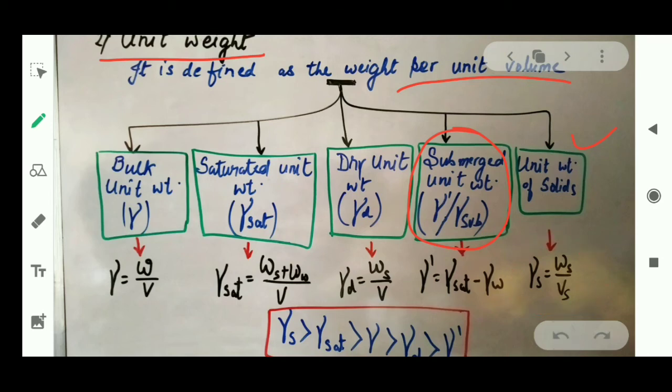After that, here I have written gamma S, unit weight of solid, is greater than unit weight gamma saturated. It is a condition where, what is the maximum unit weight? So gamma S, right? And the lowest unit weight we can get from here is gamma dash. Gamma submerged is the lowest unit weight as compared to these five types, right?